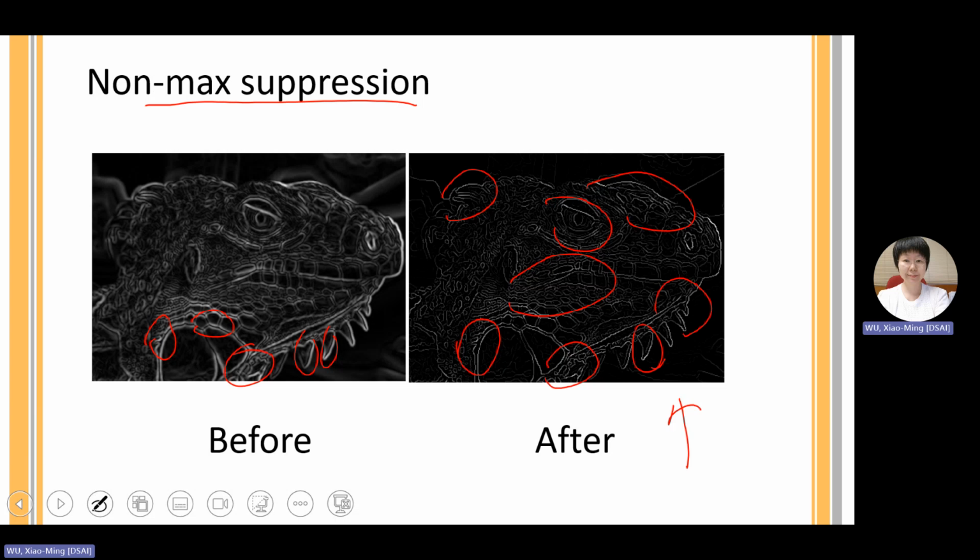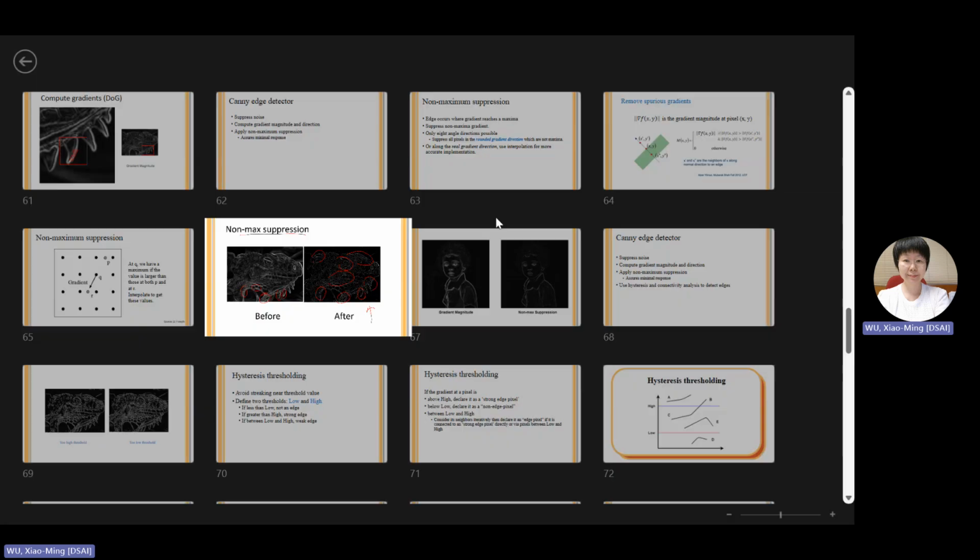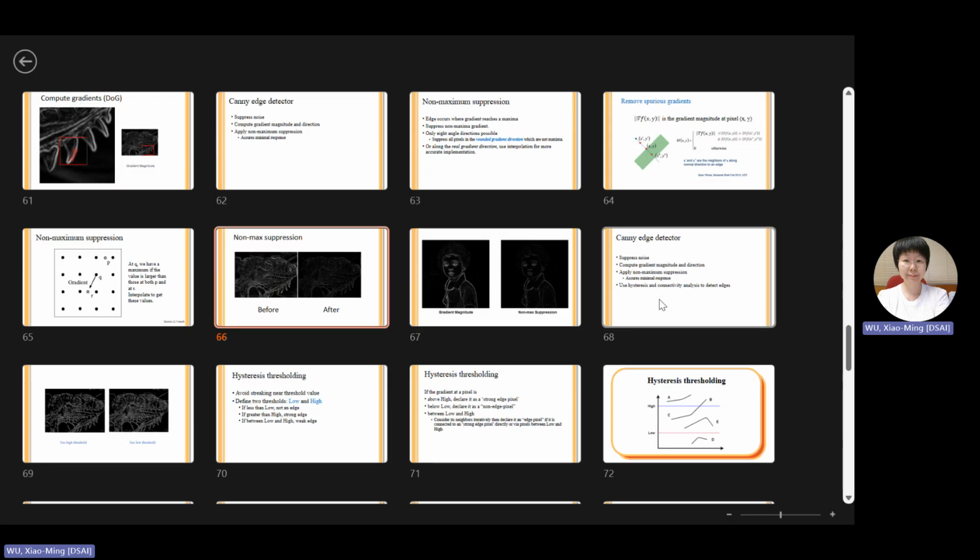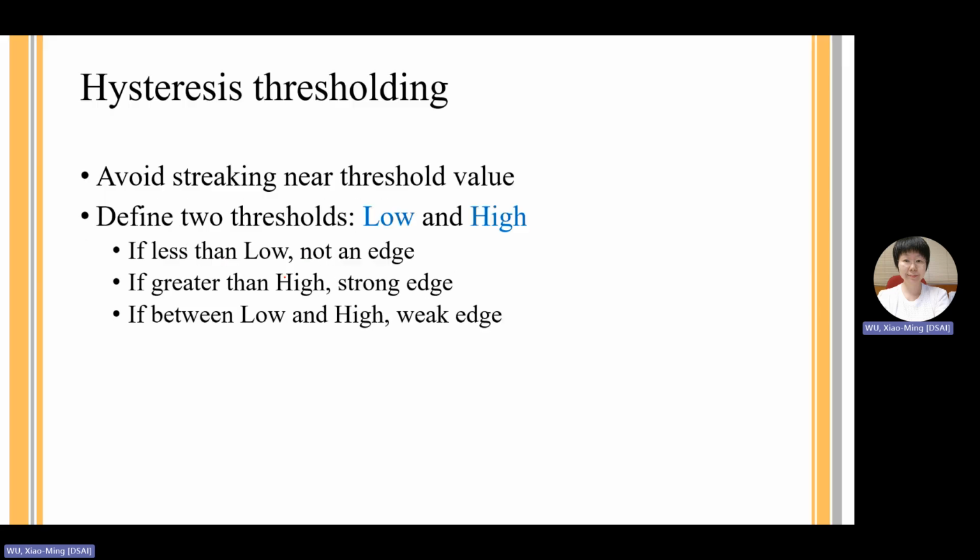Okay. The second innovation in the Canny edge detector is to use two thresholds instead of only one threshold to avoid streaking, to avoid discontinuity. And we will introduce this one next week.